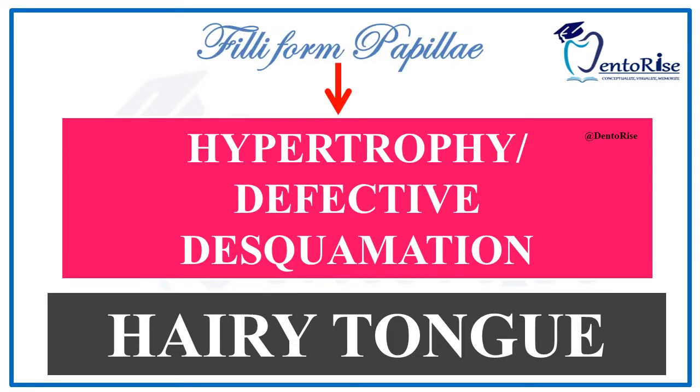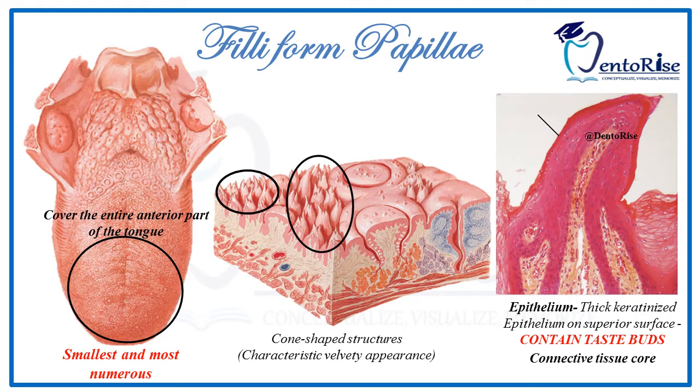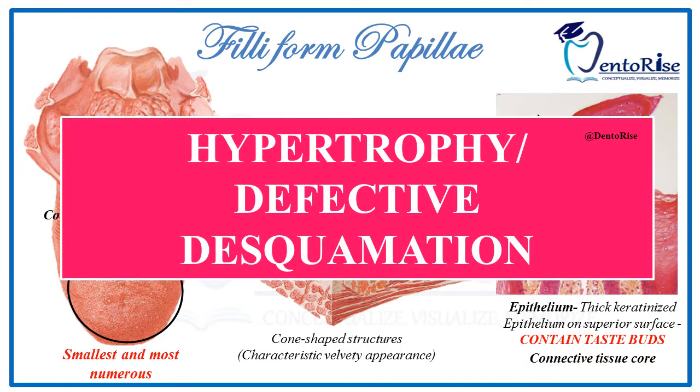To recall, filiform papilla are the smallest and most numerous cone-shaped structures covering the entire anterior part of the tongue. When these filiform papilla undergo hypertrophy, that means increase in the size of the cells, it leads to hairy tongue.